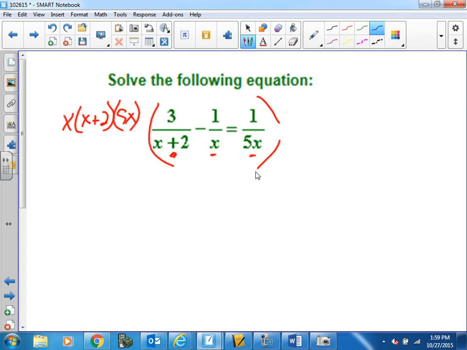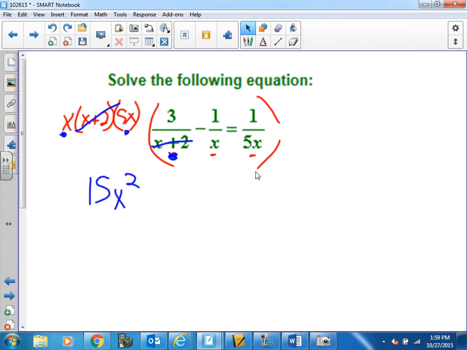Okay, when you do the first part, so this 3 over x plus 2, this x plus 2 is going to cancel with this one. You're going to be left with your x here, your 5x, and times 3. So that's going to be 3 times 5x is 15x, times x is 15x squared. All right, so that's our first part.